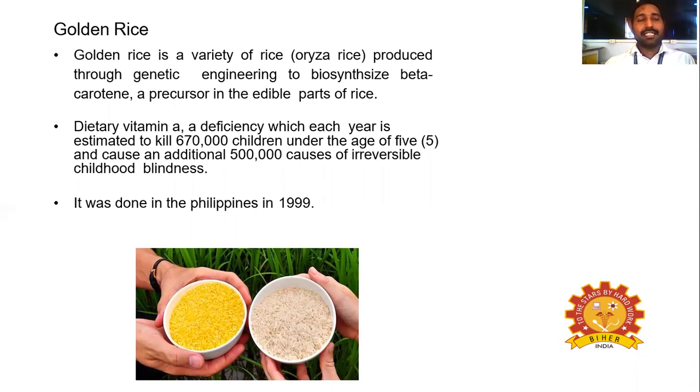Another important transgenic product is golden rice. This rice can synthesize beta carotene, which is part of dietary vitamin A, and which can help control blindness in childhood. Vitamin A is also very essential for children in their developing ages. It was done in the Philippines in 1999.